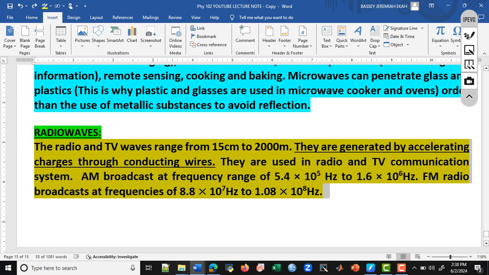telecommunication system. The AM broadcasts at frequency range of 5.4 times 10 to the power 5 Hertz to 1.6 times 10 to the power 6 Hertz. And the FM radio broadcasts at frequency range of 8.8 times 10 to the power 7 Hertz to 1.08 times 10 to the power 8 Hertz.